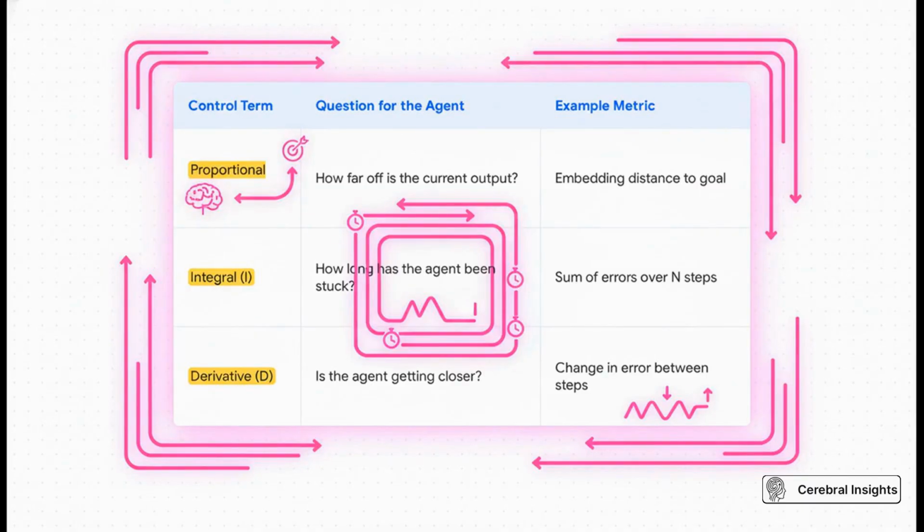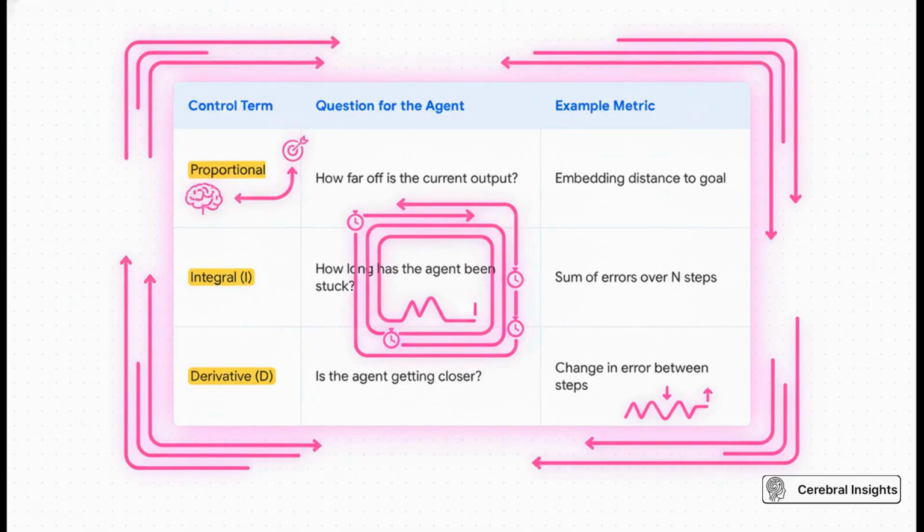Okay, so this is where the theory really hits the road. Let's see how cleanly these old school engineering ideas map onto the very modern problems we face with LLM agents. For the proportional term, the question for the agent is how far off is the current output? And we can actually measure this using something like embedding distance, which is basically a fancy way of calculating how close in meaning the agent's work is to our goal.